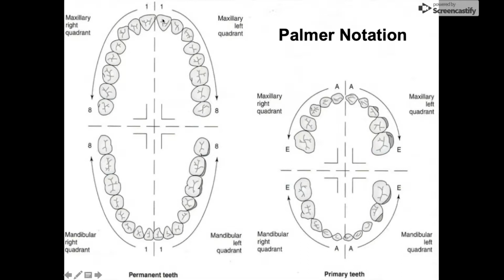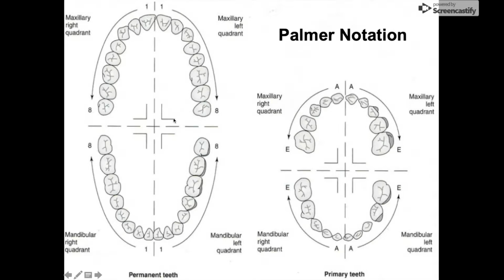So we have 1 and 2 would be the incisor, or in the primary teeth for pediatric, we have A and B would be the incisor. Then we have 3 and C would be the canine. And then we would have 4 and 5, which is there, would be the premolar. 6, 7, and 8 would be a molar. So in this case, D and E would be your premolars.